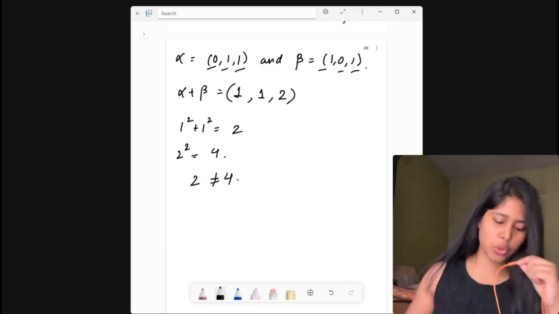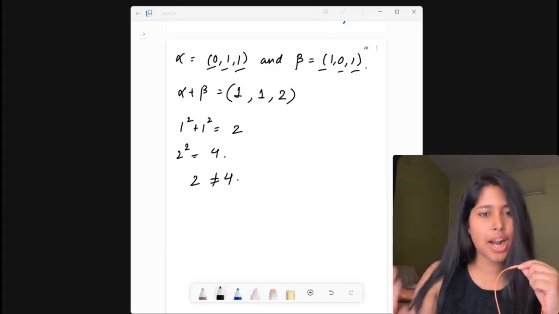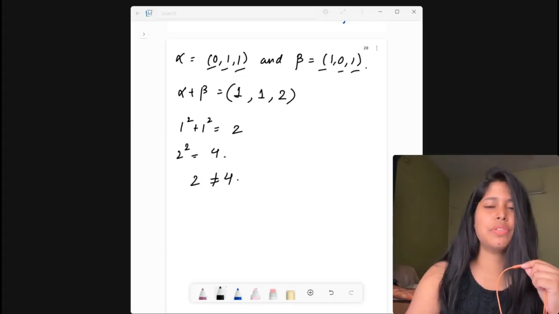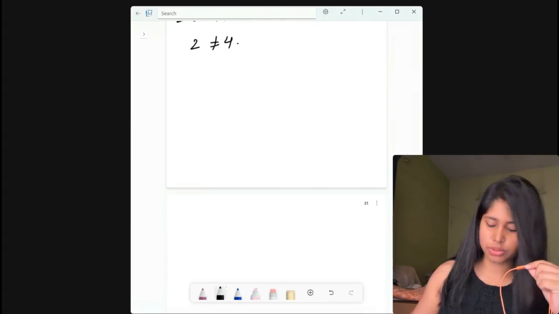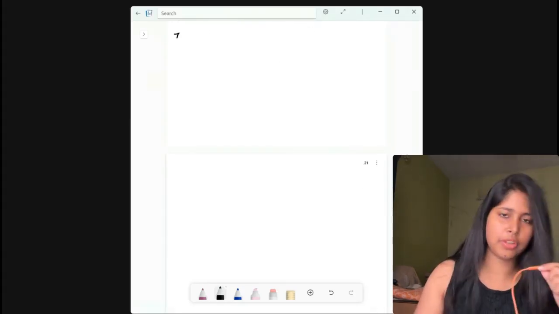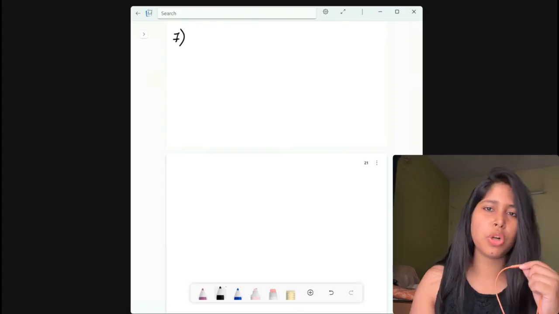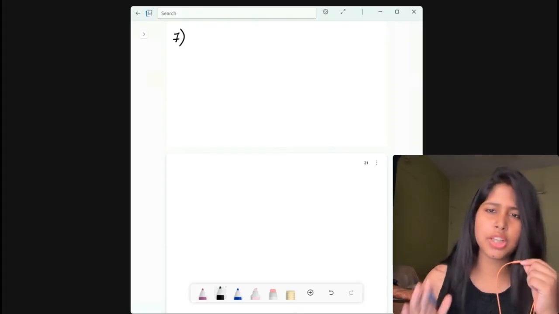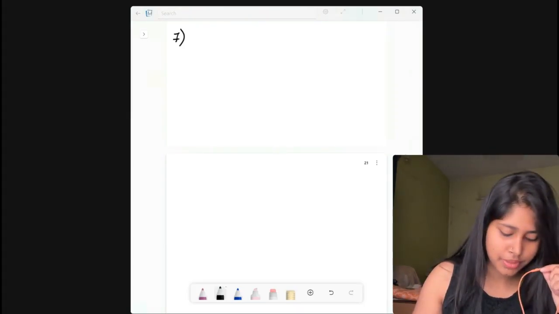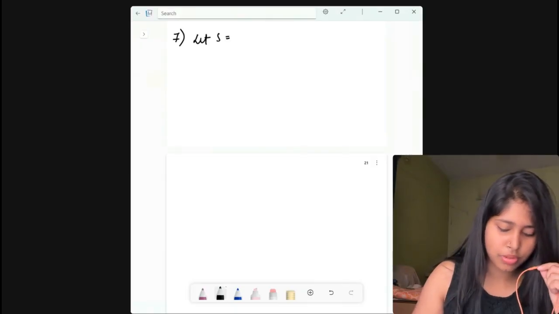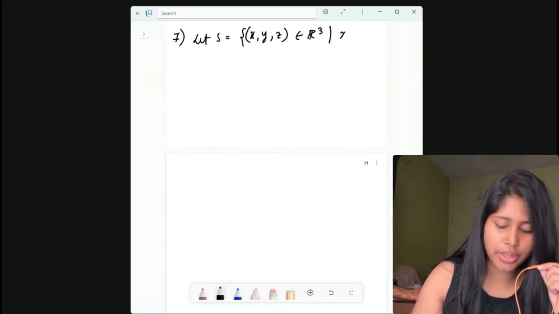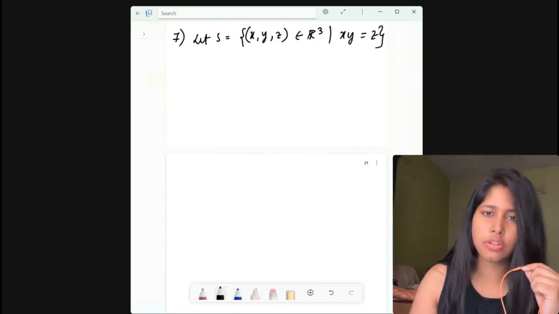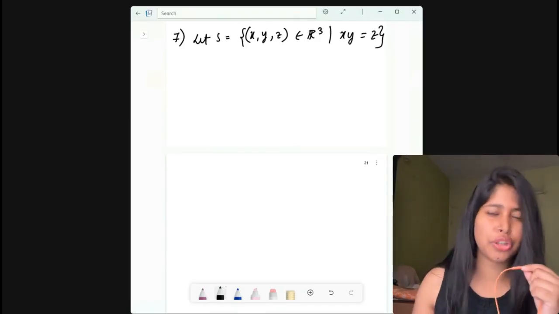All right. So now coming to our last question of today's class, we will do another question on this subspace only. So let me start with it. Question number 7. Now question number 7 will also be on a non-linear condition only. Let S is equals to x comma y comma z, which belongs to R3, and our condition is xy is equals to z. All right. Now this is, as I said, another nonlinear condition.